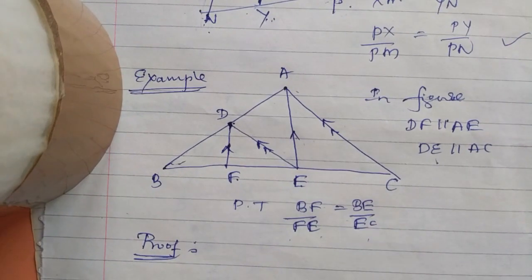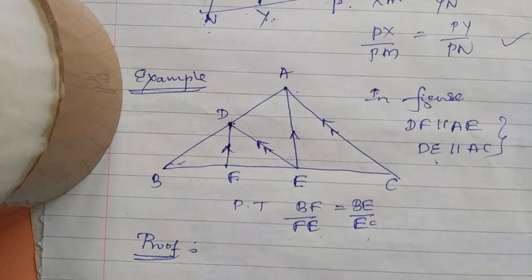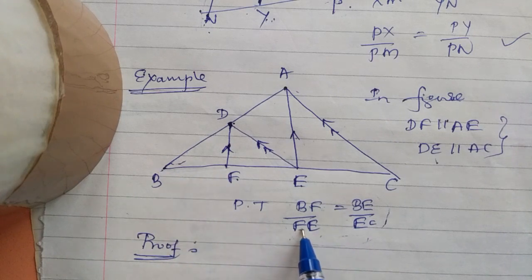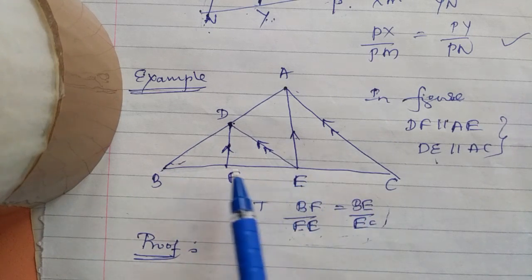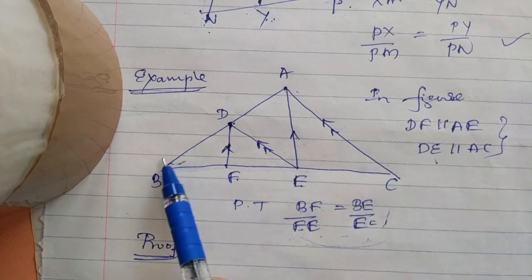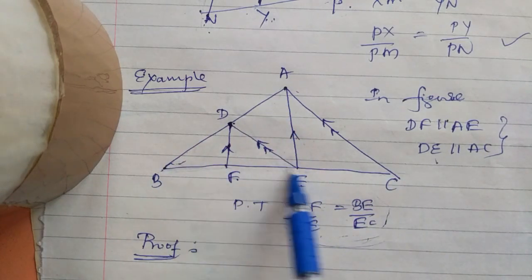First, let us see whether I should use similarity of triangles or the BPT concept. First thing, two sets of parallel lines are given. To use BPT, the main thing is a set of parallel lines. Second thing, what is to be proved? Those segments should be taken from the non-parallel, that is, from the other two sides. Look at BF, FE, BE, and EC. All four segments are taken from the divided sides.